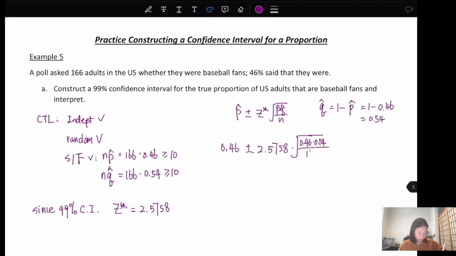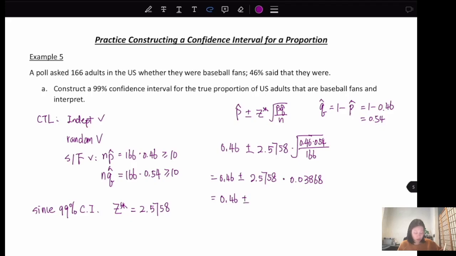The sample is 166 adults. After you calculate that, I have 0.46 plus or minus. You want to calculate whatever is inside the square root first. You will get 0.03868. During the calculation, especially when you're doing homework in MyOpenMath, you want to keep as detailed a solution as possible.